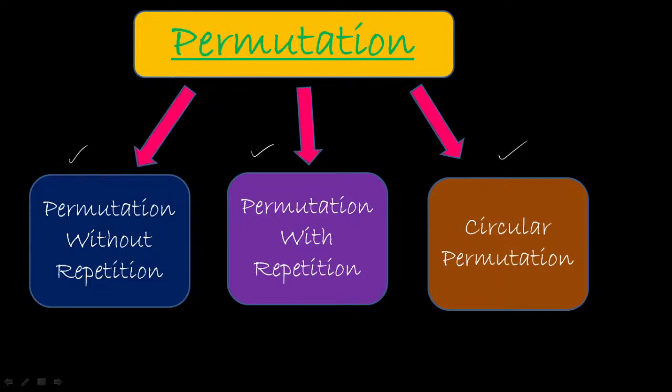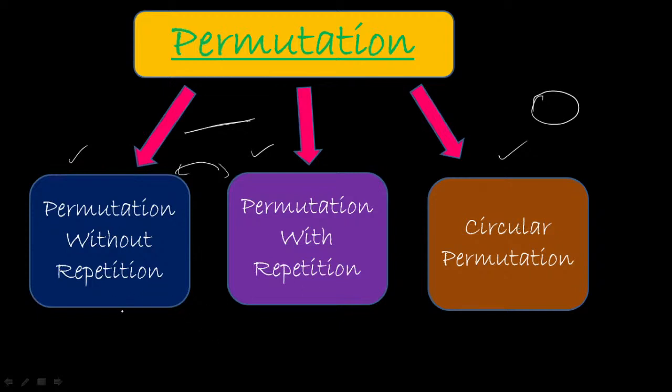Circular permutation, but based on the name itself you can identify it. Look at these two arrangements: linear permutation means we are going to arrange the objects in a straight line, but circular permutation means we have to arrange the objects in a circle. So this is what we are going to discuss at the end of this video.